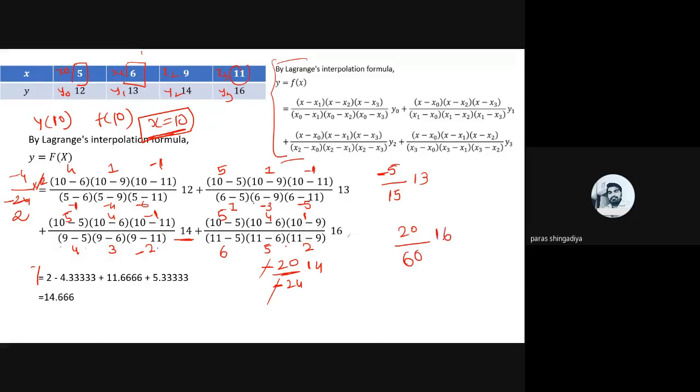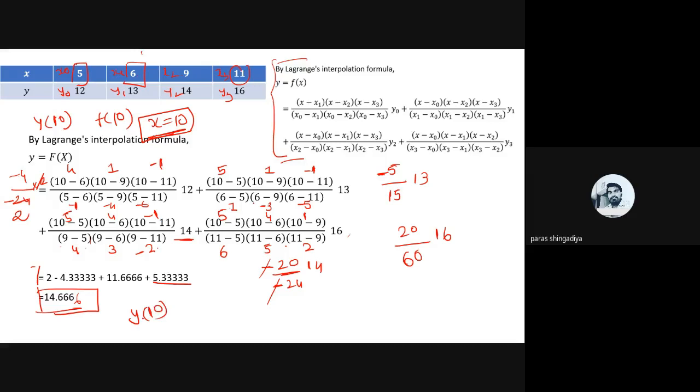So 20 by 16 into the 16, it is equal to 5.333 and so on. So this answer we will get. And now check the last one. Add all these terms: 11 plus 5 plus minus 4 plus 2. So that will be 14.666 and so on. So this answer you will get is the value of y of 10.